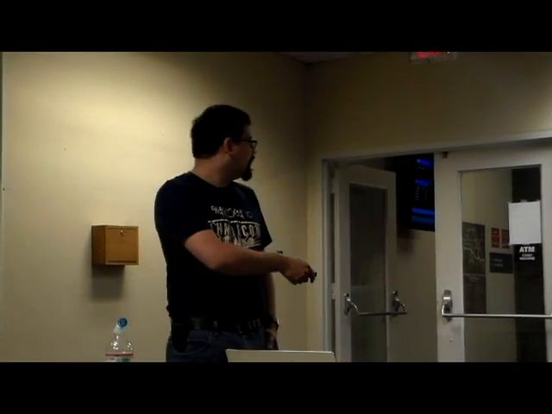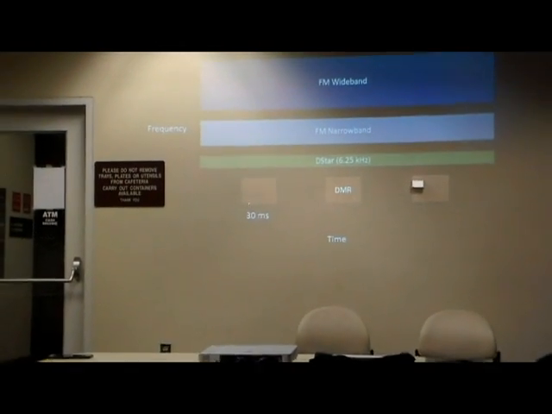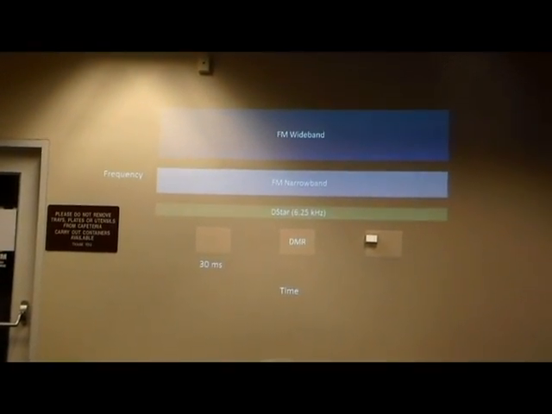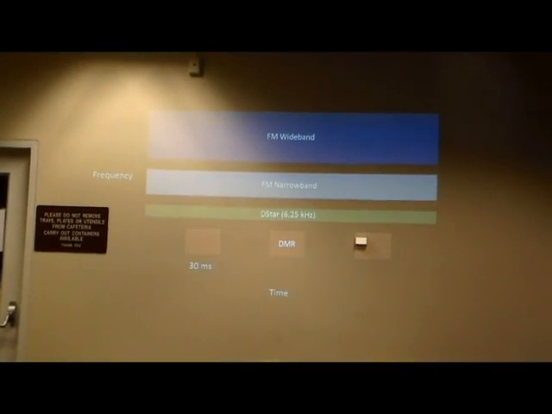But you end up getting a fair amount of power efficiency. They say about 40% improvement in power efficiency because they don't have to transmit quite as much. So each one of these blocks here, these 30 millisecond segments, actually has 60 milliseconds worth of voice going in there. How do they do that?